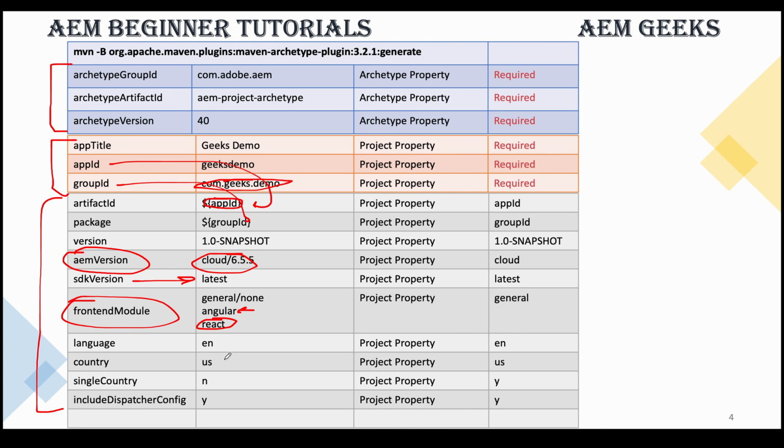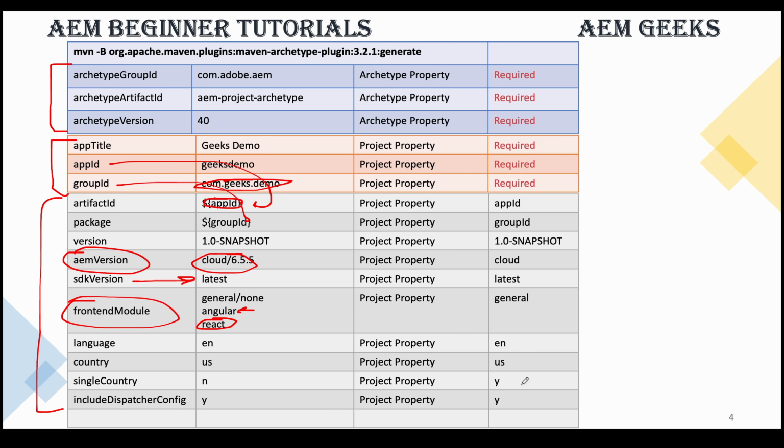You have heard about MSM. If you did not, you will see it in a coming tutorial. So these are the default values you can define. If you don't define this, it will take country as US and language as EN. If you define your own values, let's say you want to create a default site for India, you can say IN and the language. If you want to define a multi-country project, then you have to say single country is no.